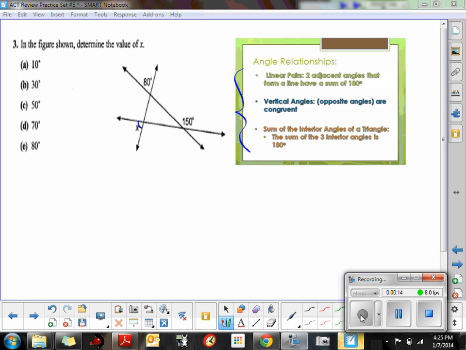If you recall, vertical angles are angles that are opposite of each other, and vertical angles are always congruent. So that means I know that this angle here must be 80 degrees.